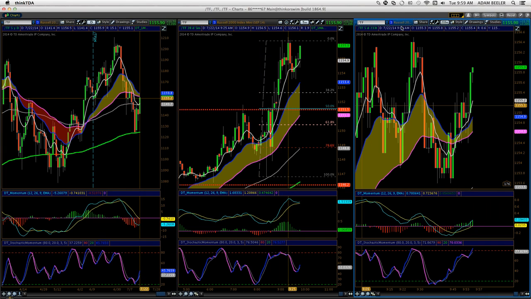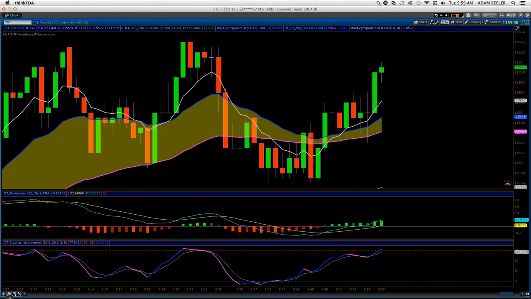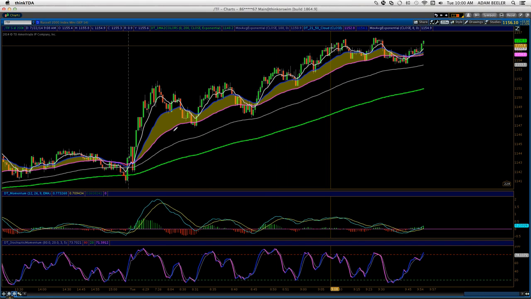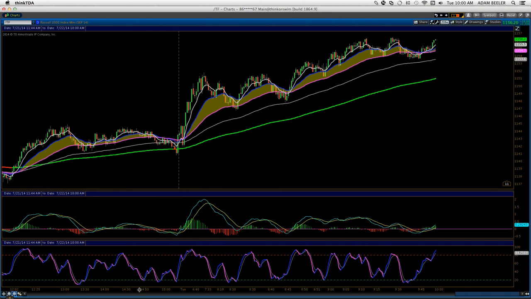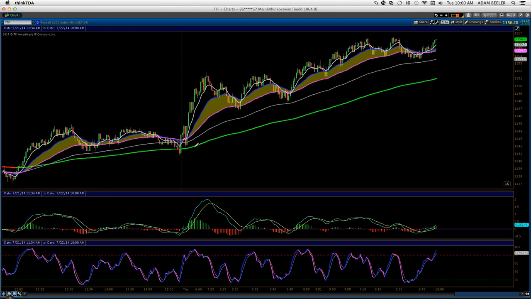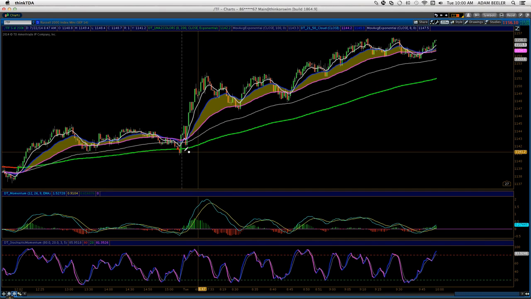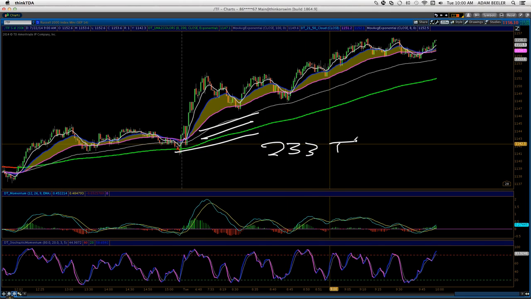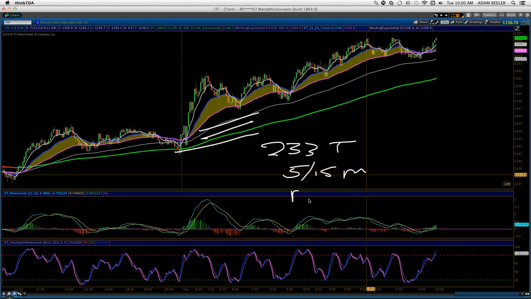Now, let me blow up this smaller time frame, the 233 here, and we will go from here. Let me zoom out a little bit more. Start with the basics and what we're looking for. We want to see momentum. We have moving averages here on all our time frames, whether that be a 233 tick chart, a 5 or 15 minute chart, or a daily chart.